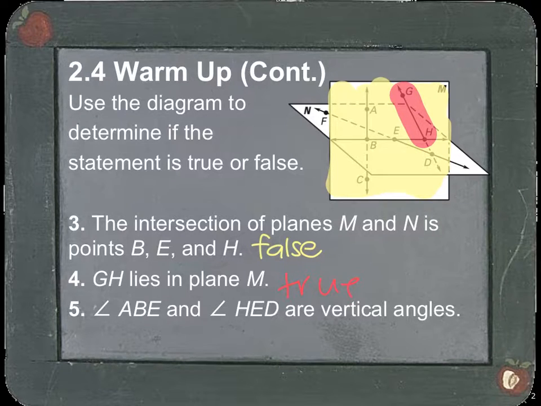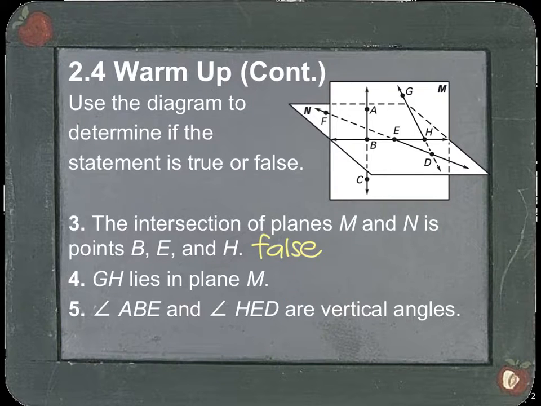All right, 5 says angle. So let me get rid of that color. Here we go. So this was true. Angle ABE, which is this angle here, and HED are vertical angles. False, okay? They don't even have the same center letter, which would be your first indication. They have to have the same vertex, and they just have to point in opposite directions.